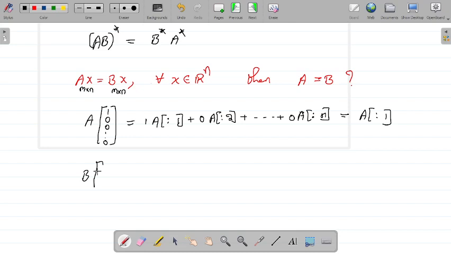So similarly, you can talk in terms of columns of B. If the third column is a linear combination of the first and second columns of B, then the third column of AB is also a linear combination of the first and second columns of AB. Okay, I hope this is enough about matrix multiplication. So let us move to the next one, that is the determinant of a matrix.